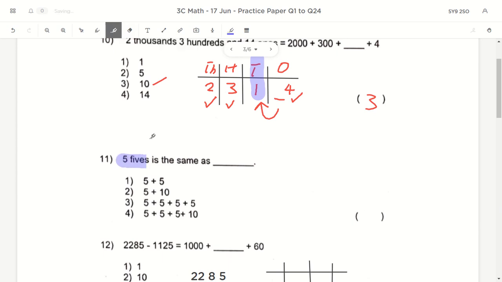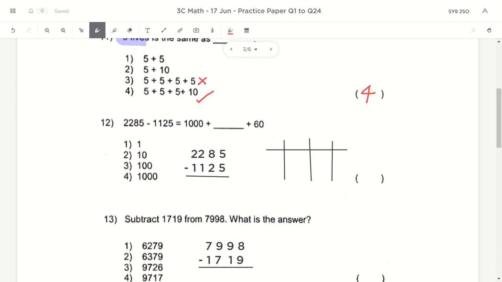Straightforward also. 5 fives basically means 5 groups of 5, which means 5 times 5. And of course we know that 5 times 5 is the same as 5 plus 5 plus 5 plus 5 plus 5. Okay, so that's 1, 2, 3, 4, 5. 5 groups of 5. Obviously it is not 3 because 3 only has 4 fives. It is 4 because 10 I can break up into 2 fives. So answer is 4. Okay, let's go to the next one.